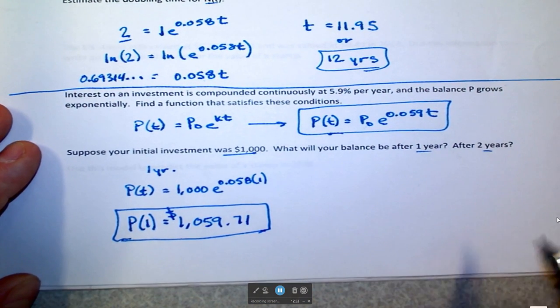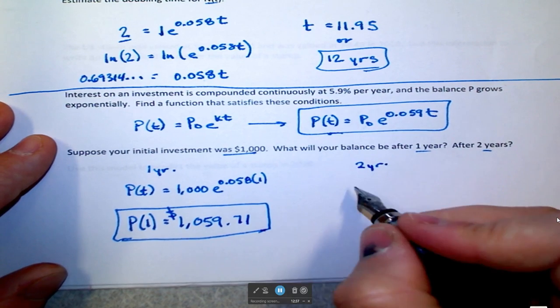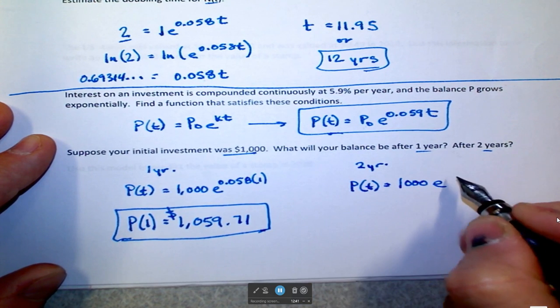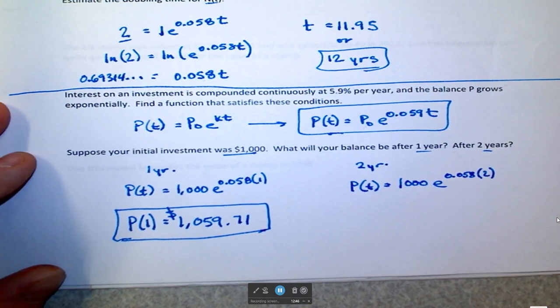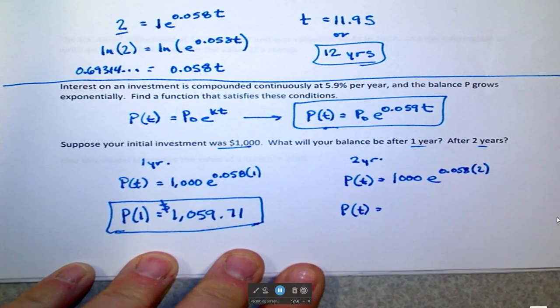Okay, so what about after 2 years? So 2 years. Same thing, right? We're going to say P of t is equal to 1,000 e to the 0.058. And this time we're going to multiply by 2. Okay, so P of t equals, and I'm going to type all this in.